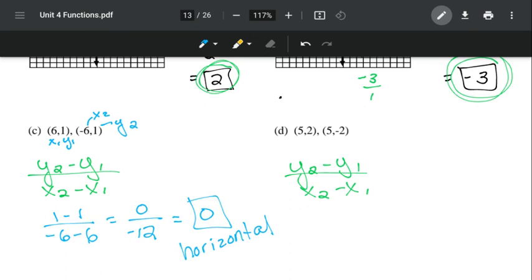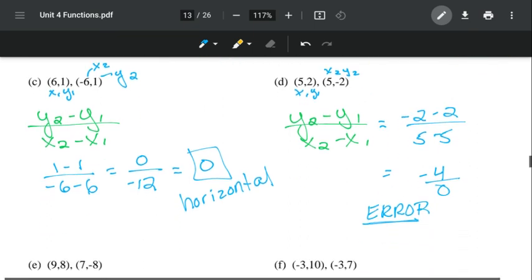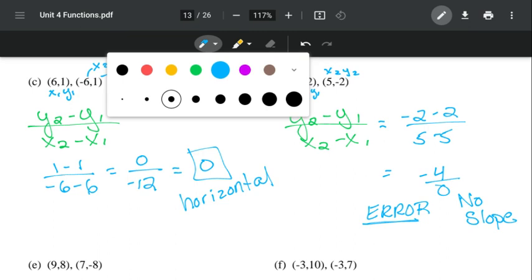Okay, now letter D. If you're feeling comfortable, start this one. It's going to be weird. x1, y1, and this is x2 and y2. So we have -2 minus 2 over 5 minus 5. So you end up with -4 over 0. If you put this in our calculators at school, you would get an error. What that means, let me see if I can move this up, is we have no slope.